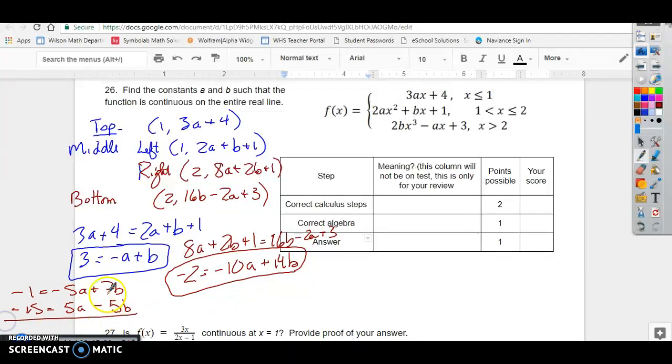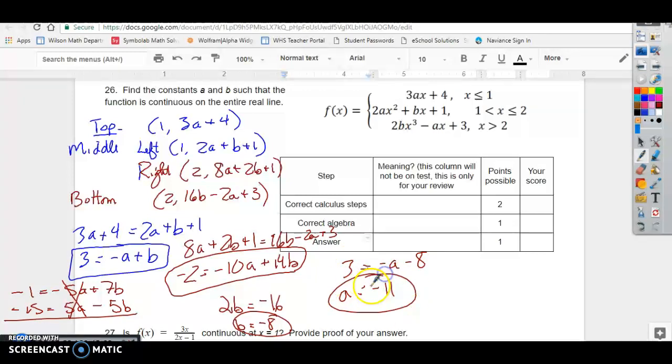Okay. Now we can actually do this vertically. So that would be 2b equals. These cancel out. And that would be negative 16. So it looks like b is going to be negative 8. So let's plug negative 8 into one of my equations, either one here, I'll probably plug it in that one. So I have 3 equals negative a minus 8. So I'm going to add a over, I'm going to subtract 3, and I get negative 11. So a is negative 11, b is negative 8.